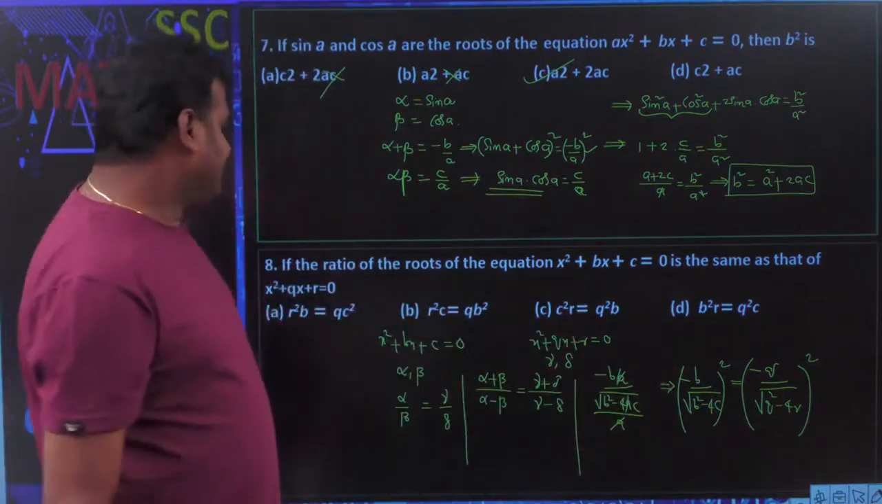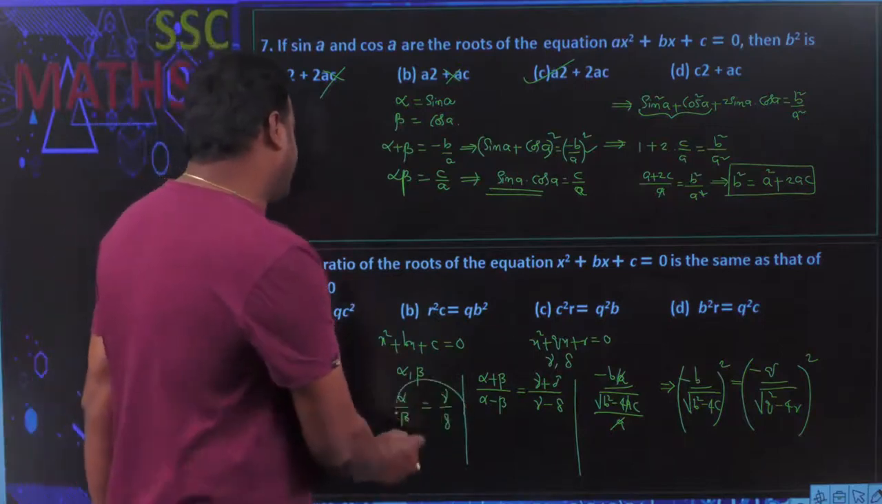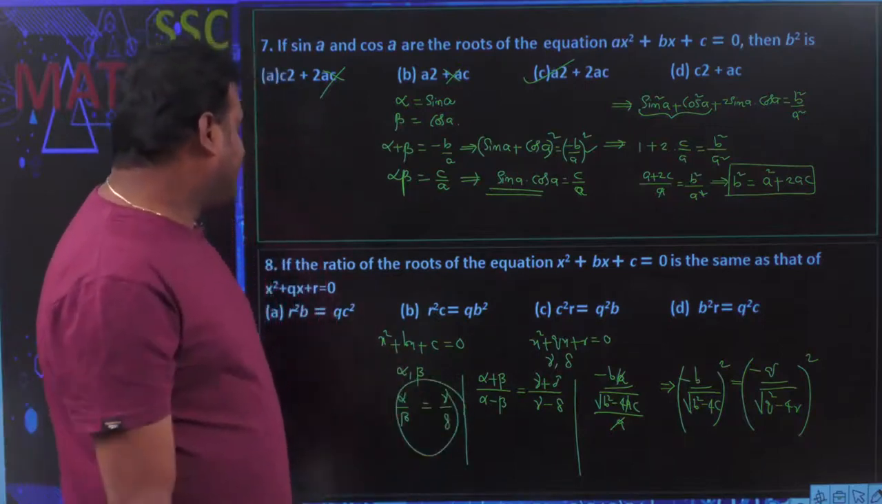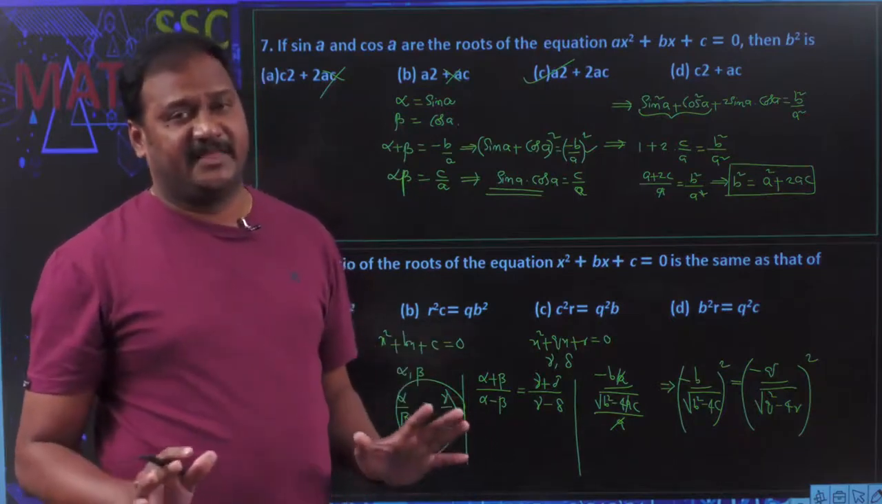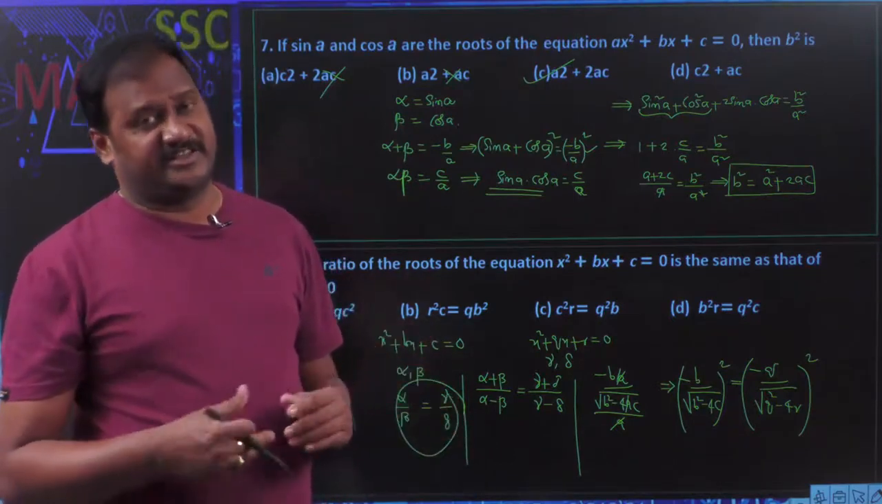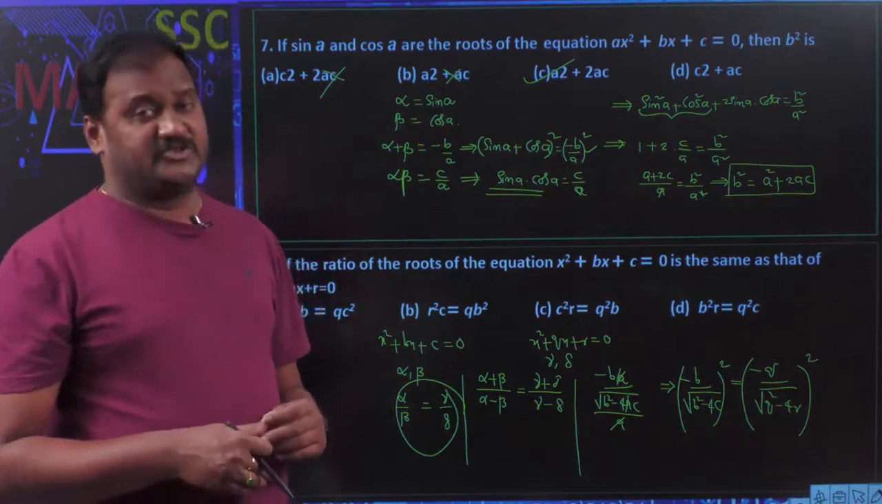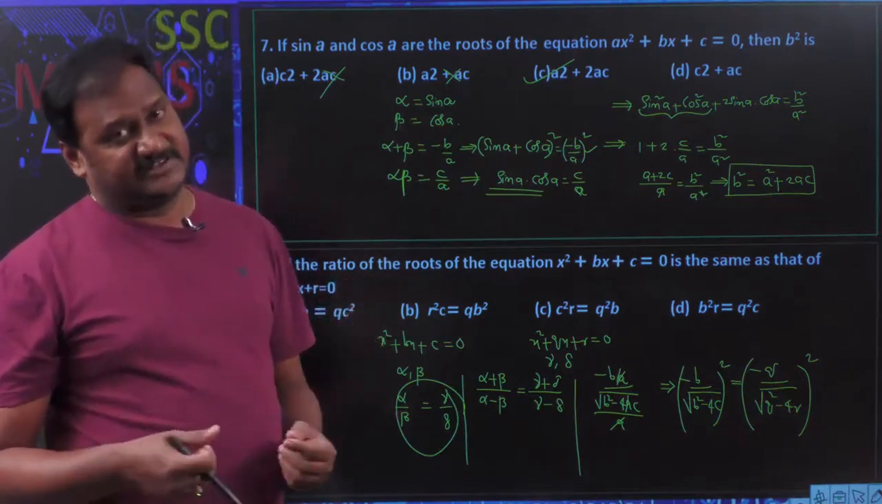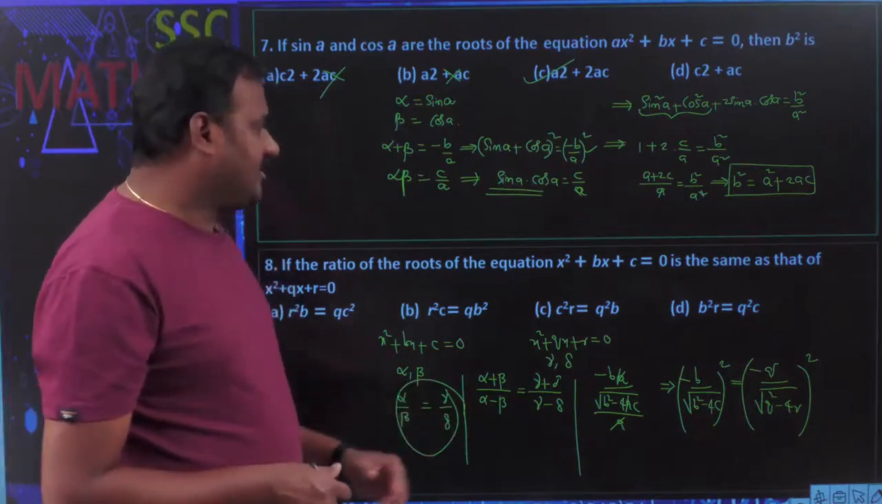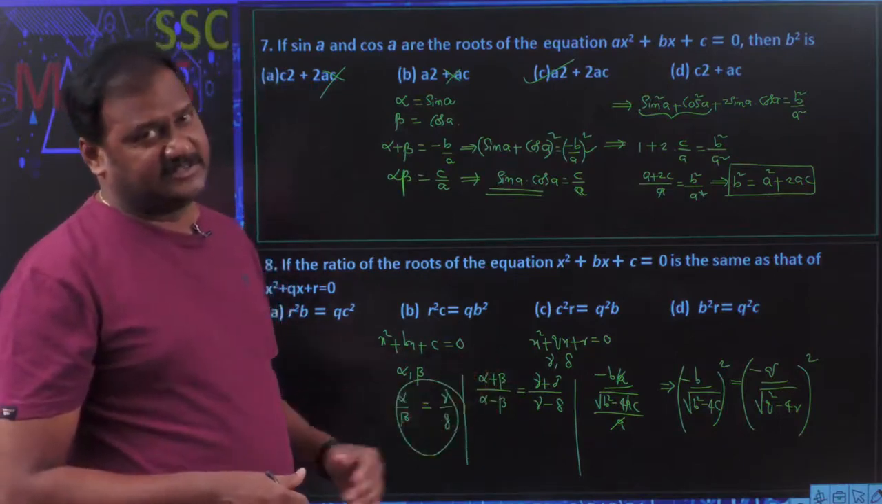You will have to square it on both the sides. See, why did I apply componendo and dividendo here? Because alpha by beta is equal to gamma by delta, in the sense we do not know anything about the roots of the quadratic equation. So that is why we should go by the sum of the roots and product of the roots as well as the difference of the roots. So that is why we applied componendo and dividendo in order to answer the problem.